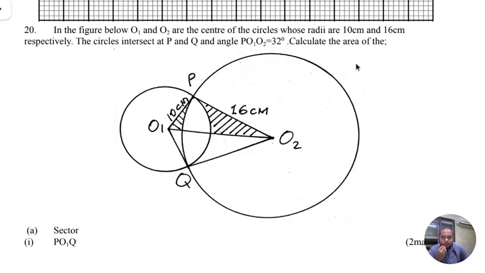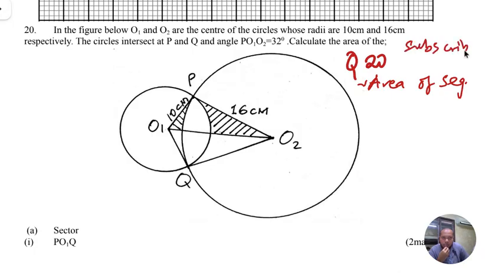Leo tutafanya question 20. Question 20 ya kuhusu area of segments. So tutaanza kutackle. Paper yenyewe bado ni Cekena Paper 1 na bado tuko section 2.